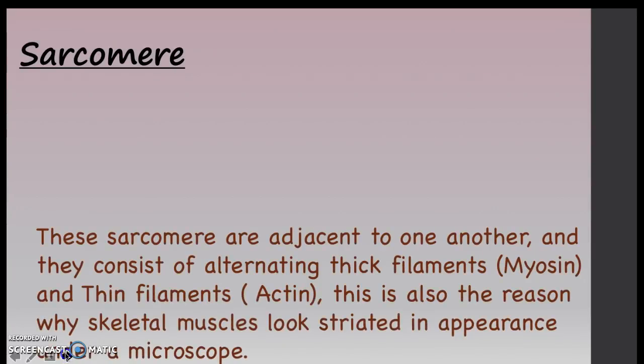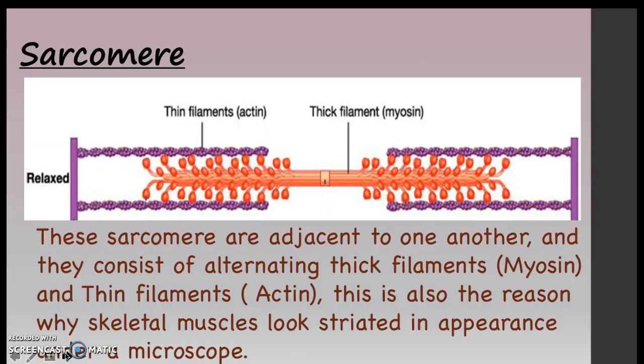We can now discuss a sarcomere. This is what a sarcomere looks like. These sarcomeres are adjacent to one another, and they consist of alternating thick filaments called myosin and thin filaments called actin. This is also the reason why skeletal muscles look striated in appearance under a microscope.